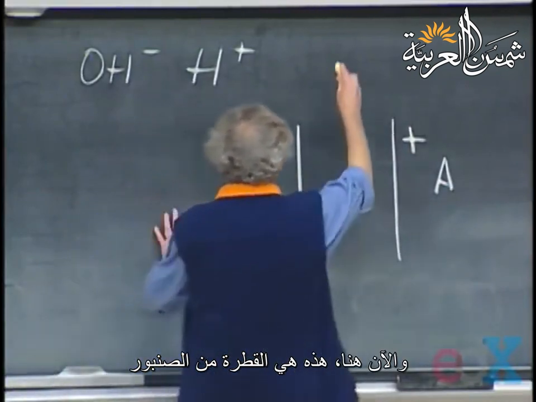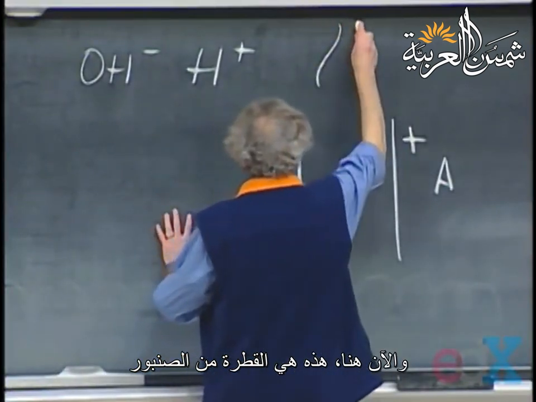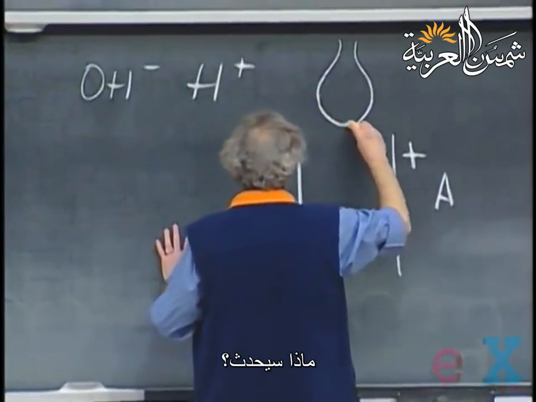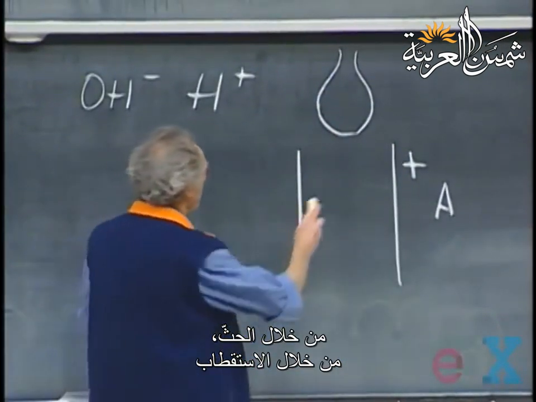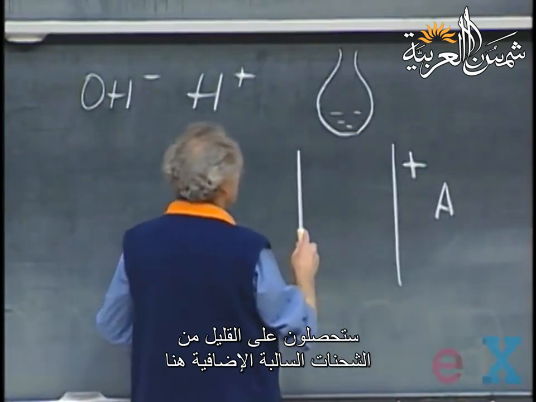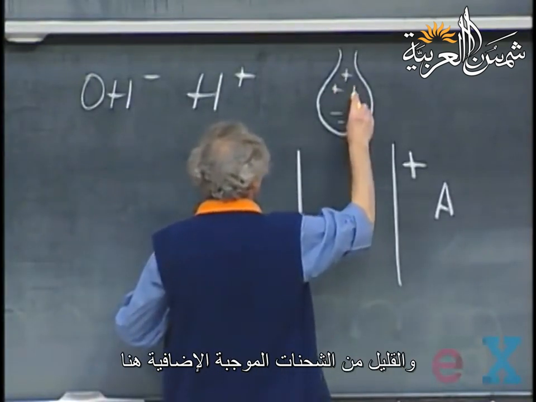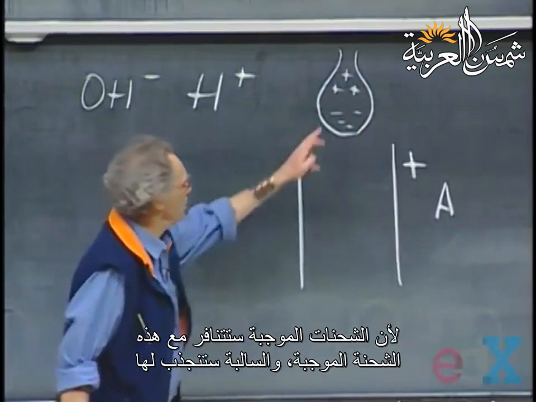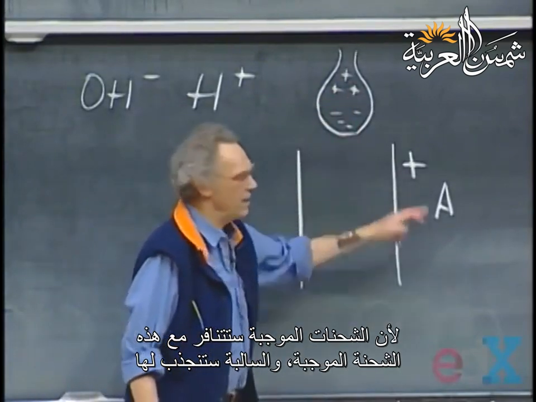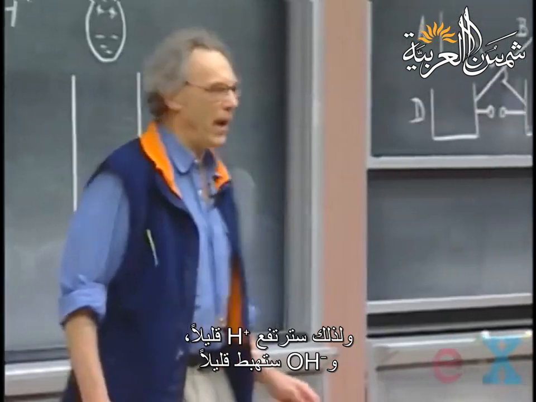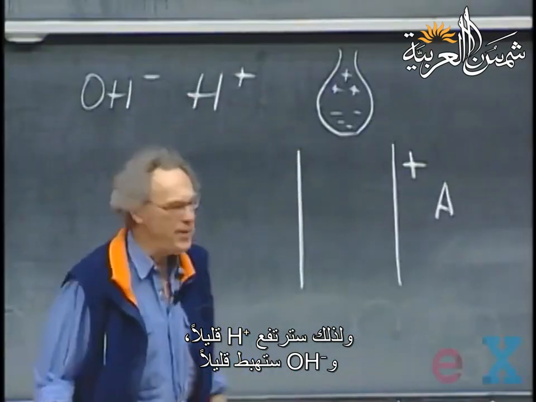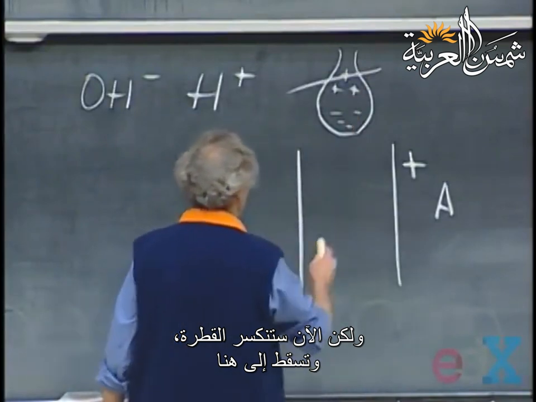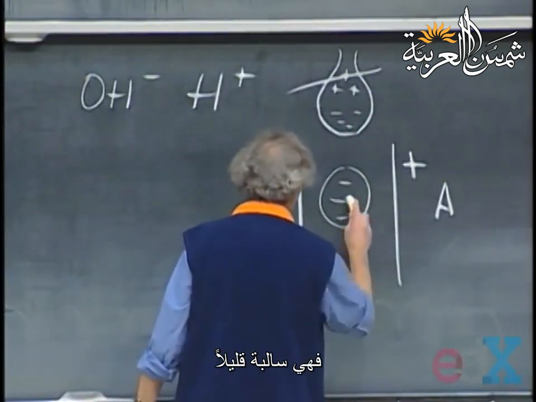And now here is the drop from the spout. What's going to happen? Through induction, through polarization, you get a little bit of excess negative charge here and a little bit of excess positive there, because the positive repels each other and the negative is being attracted. So the H plus goes a little bit up and the OH minus comes a little bit down. But now the drop breaks, and here goes the drop. So it's a little bit negative.